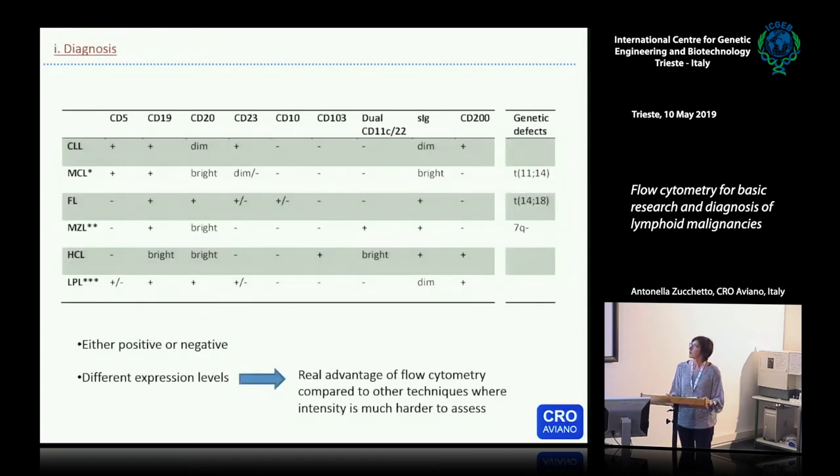So this is a list of very useful markers that are used in B-cell malignancies, since, as you can see, sometimes they are expressed, sometimes they are negative, or importantly also you can discriminate, because sometimes they are dim, sometimes they are bright. And this is the real advantage of flow cytometry compared to other techniques, for example, immunohistochemistry, where the intensity is not so easy to assess.